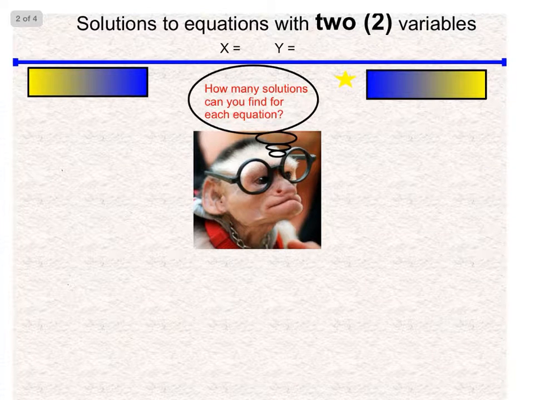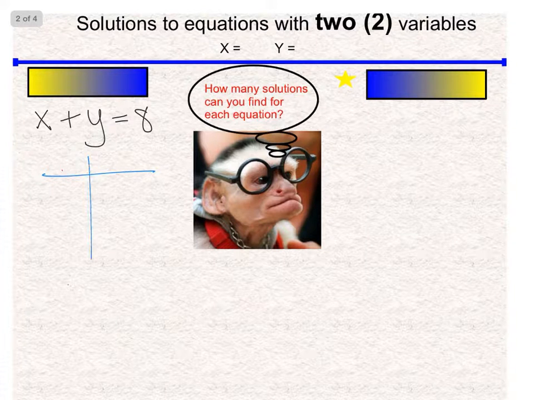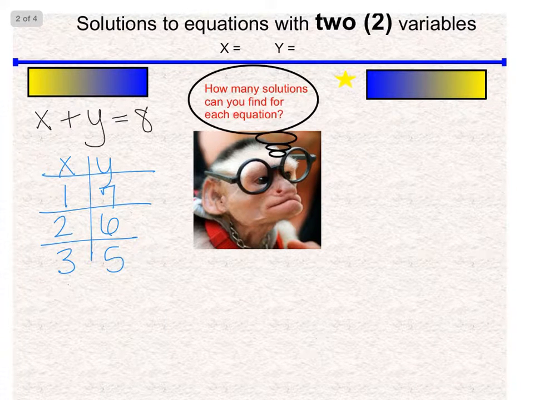Now, let's look at equations that have two variables in them, and let's think about the solutions that we get in this case. So, let's say we have an equation that is x plus y equals 8. Let's think. What are some options for x and y? X could be 1 and y could be 7. 1 plus 7 is 8. X could be 2 and y could be 6. 2 plus 6 is 8. X could be 3. 3 plus 5 gives us 8.